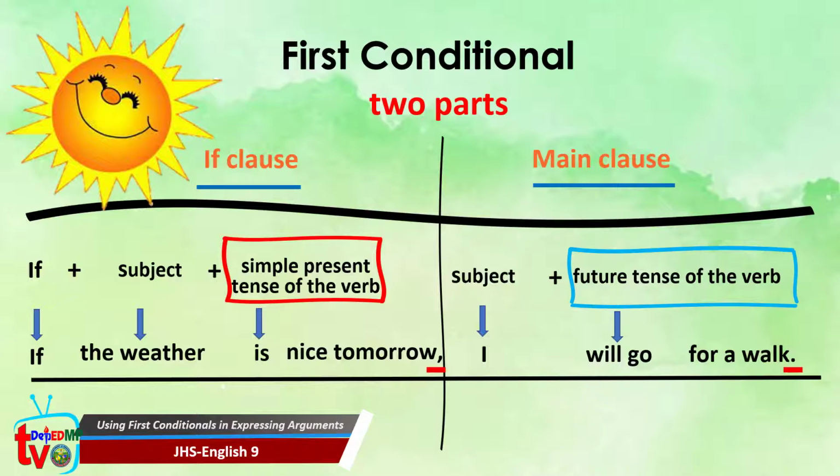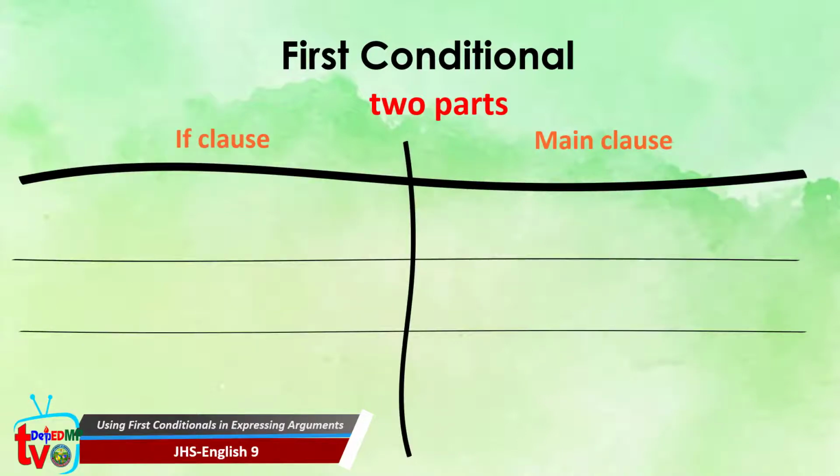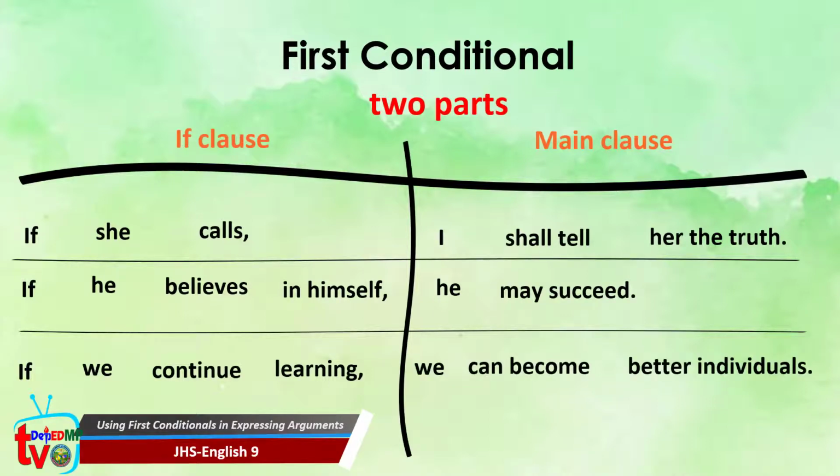Let's go back to the main clause and take a look at the verb used here. We can actually use shall, can, or may, so that our verb in the main clause can also be I shall go for a walk. I can go for a walk. I may go for a walk. So you can choose from the modals will, shall, can, and may. Let us have more examples. If she calls, I shall tell her the truth. If he believes in himself, he may succeed. If we continue learning, we can become better individuals.